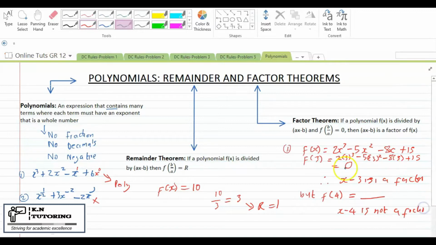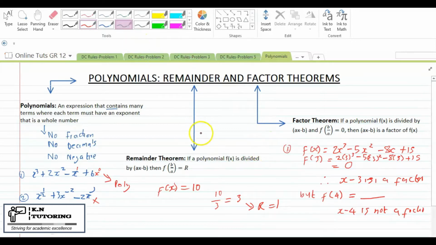So these two theorems work hand in hand. You take the factor, and if you divide the factor or substitute the factor inside the function and you get your remainder as 0, then the number that you used to divide is a factor. But if you don't get 0, then that number or that factor is actually not a factor. This will start making sense when I start looking at the applications of the remainder and factor theorems.